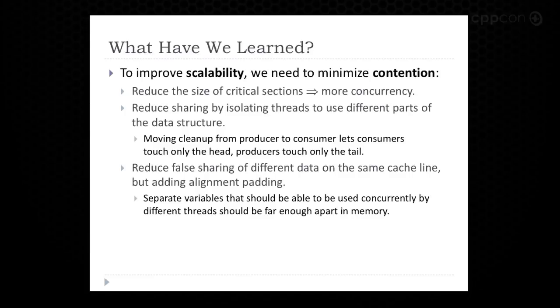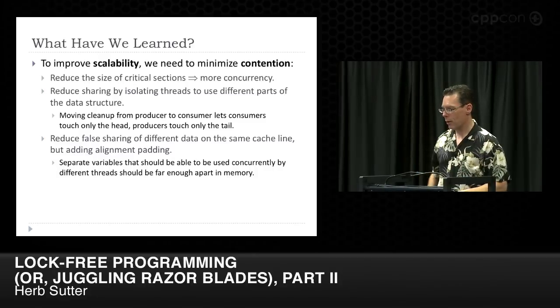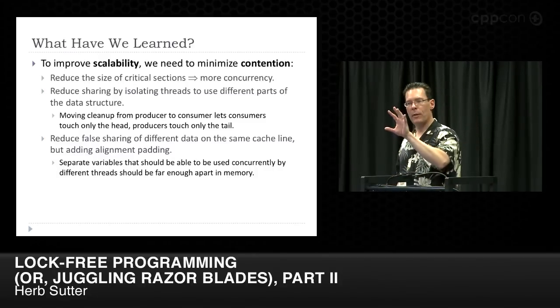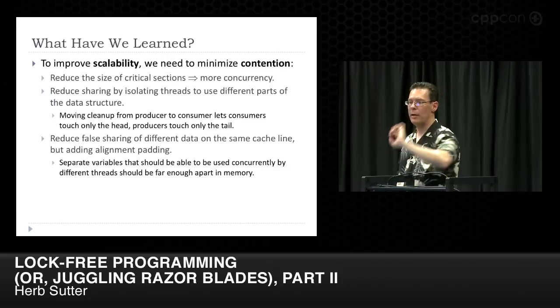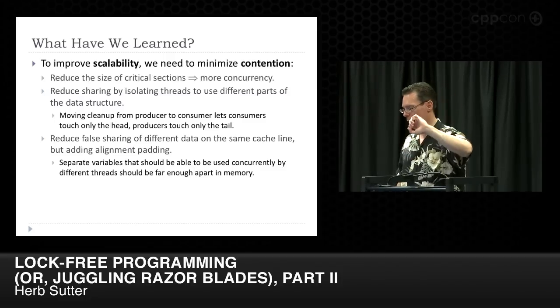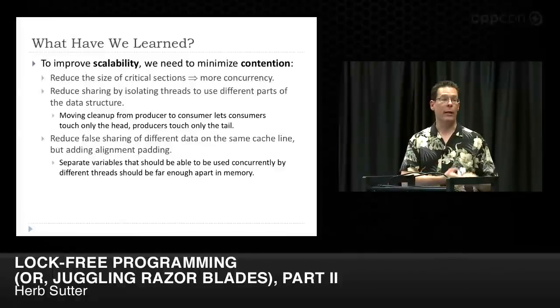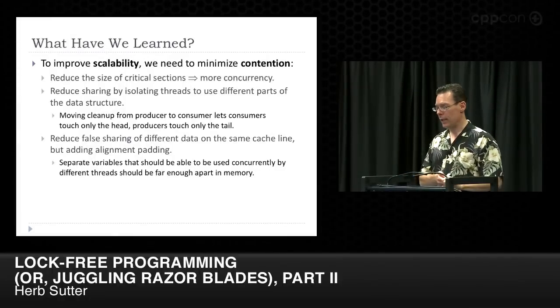in variability and unpredictability. So what have we learned? To improve scalability, minimize contention, make critical sections smaller. Isolate threads to use different parts of the data structure instead of both mucking around in the same part, if you can help it. Like when we had the producer stop touching the consumer end of the queue and let the consumer only work over here. Reduce false sharing. Alignment is your friend here.